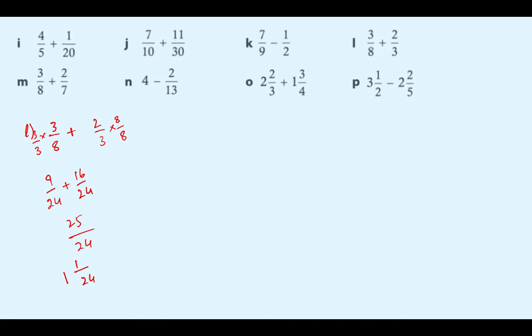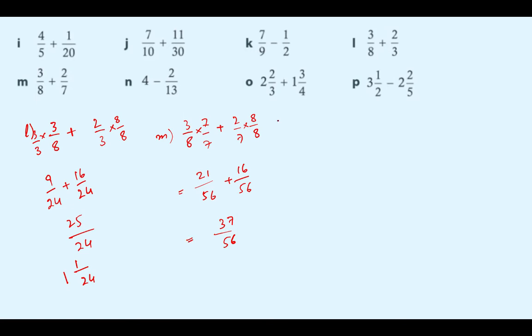Now part M. It's 3 over 8 plus 2 over 7. This must be multiplied by 7, and this must be multiplied by 8. So 8 times 7 is 56. So this becomes 37 over 56, which cannot be simplified further.